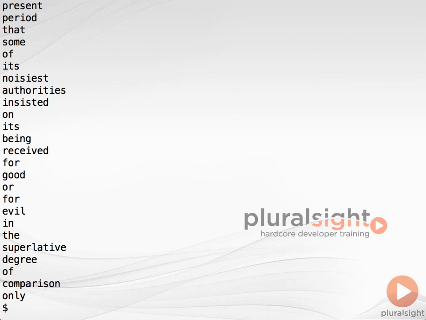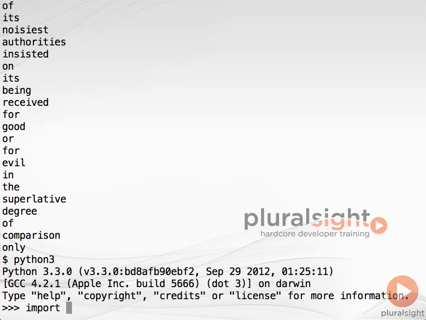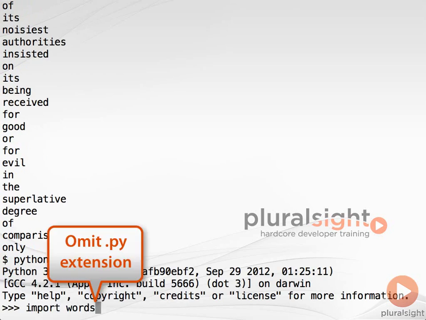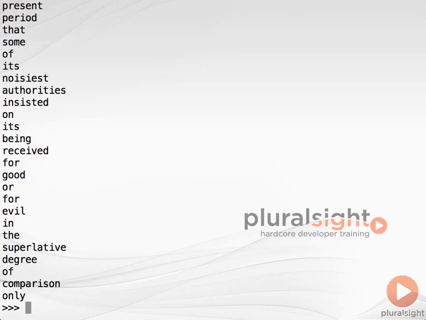Our module can also be imported into the REPL. Let's try that and see what happens. Start the REPL and import your module. When importing, we omit the file extension. The code in your module is executed immediately when imported. Maybe not what you'd expected, and not very useful.